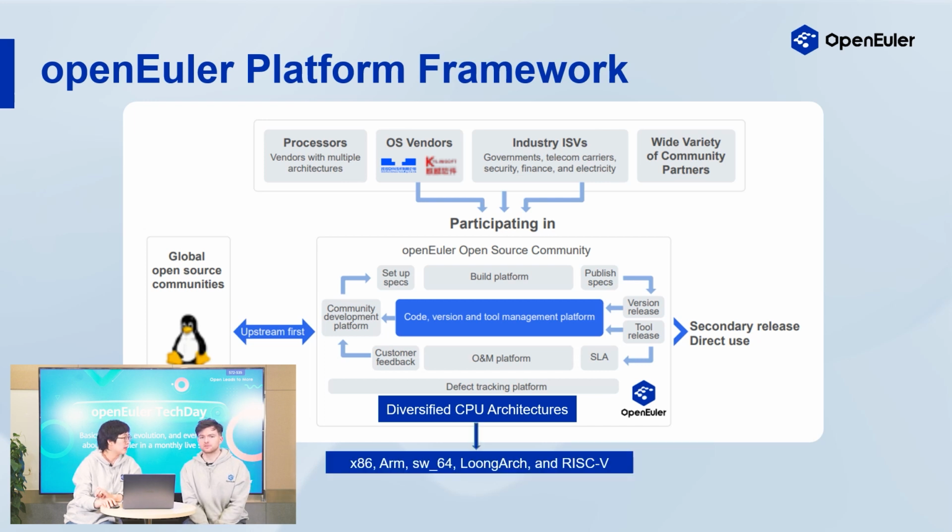openEuler now supports x86, ARM, Sunway 64, Long Arch, and RISC-V. Wow. And it will be compatible with the PowerPC and others in the future. Oh, I see. It certainly sounds like a diversified framework. That's all the architectures. There were 2 parts to your question. What about the scenarios?